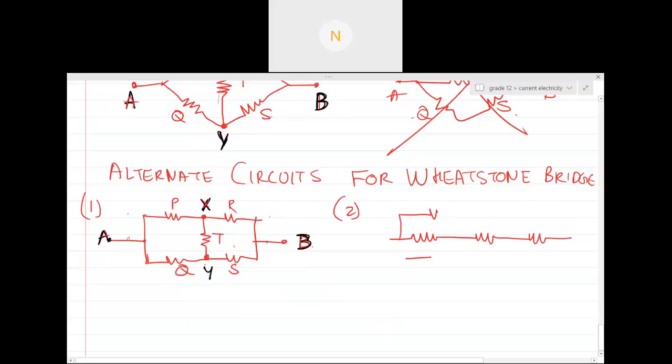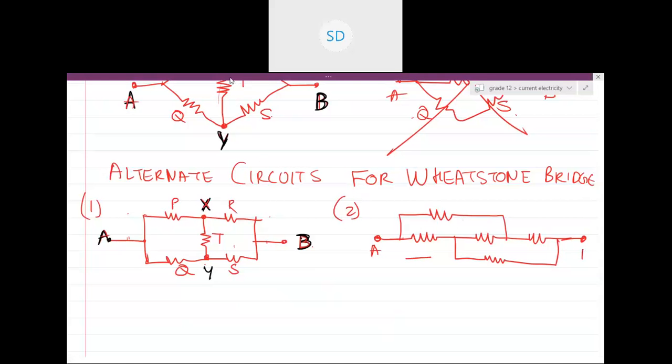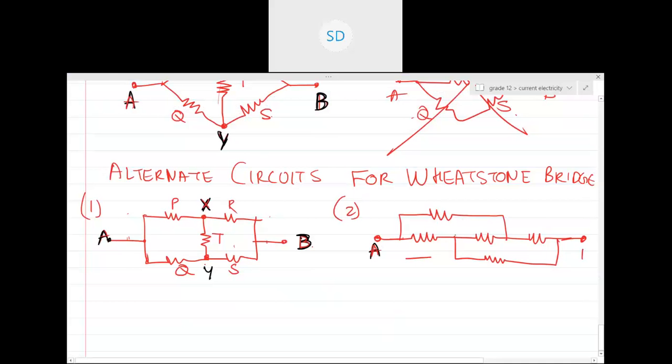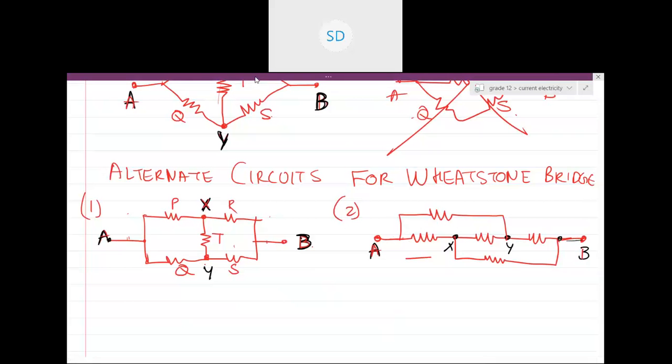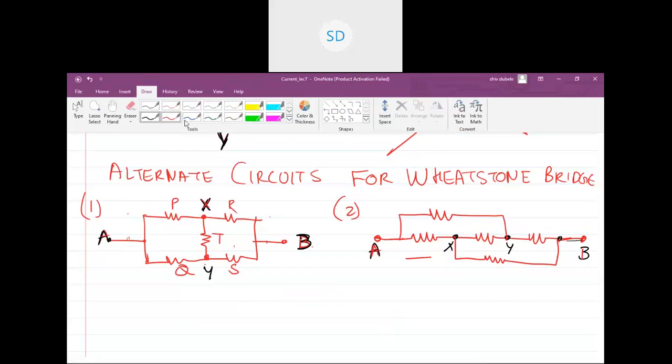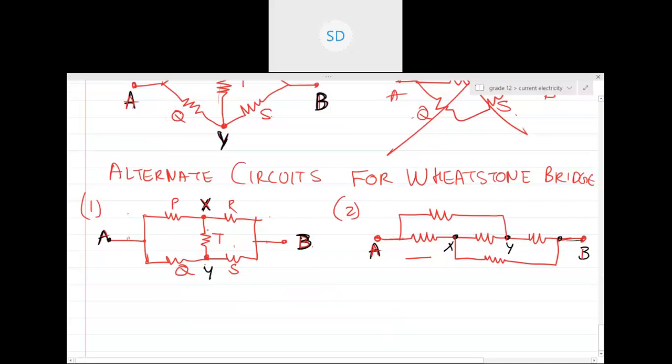Do you remember this? Yes, sir. But in spite of a connecting wire, I am just placing two different resistors over there, A and B. So can you see over here? Let's say this is your A, this is your X, this is your Y, this is your B. Is this clear, guys? A, B, X, Y. Which resistor was there between X and Y? It was T, right?